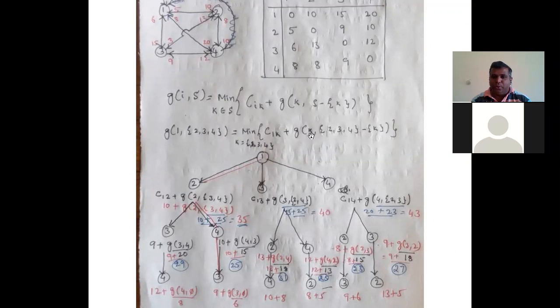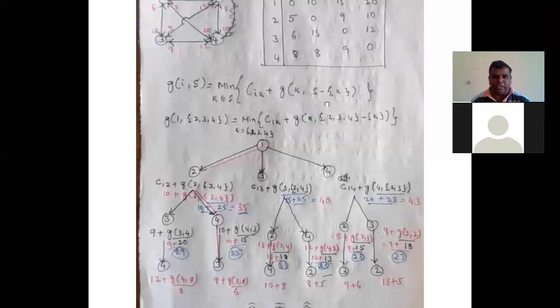G of 2 comma, so the remaining nodes, 3, 4, you will get. So we are subtracting the K value. When the intermediate node is 2, this set becomes 3 and 4. When K becomes 3, this set becomes 2 and 4. When K becomes 4, this set becomes 2 and 3. So this is the root node expression.